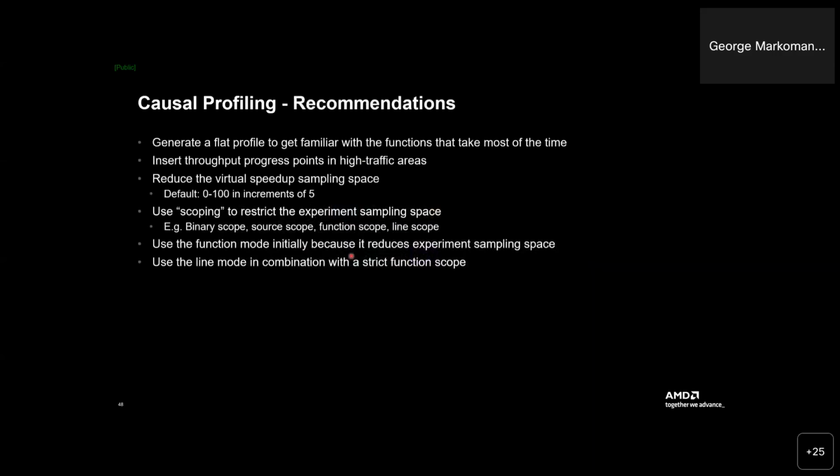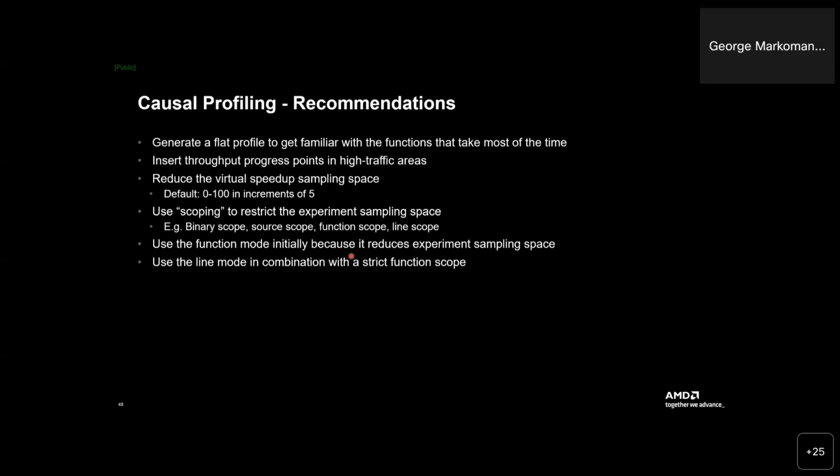So how it starts, I would say: generate a flat profile. You can remember the flat profile is about taking the top 10 kernels that take most of the time. Get familiar with the functions that take most of the time. Then set throughput progress points in high traffic areas. Progress point is a generic term. It can be an MPI call, Cocos call, OpenMP call, something different, and it can also be the user API, which I think is in the next or a later slide.